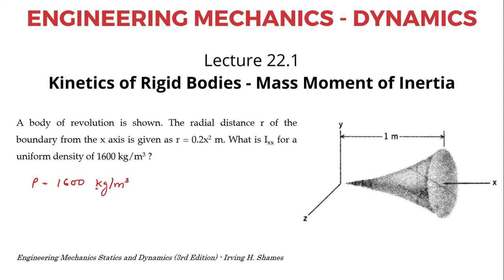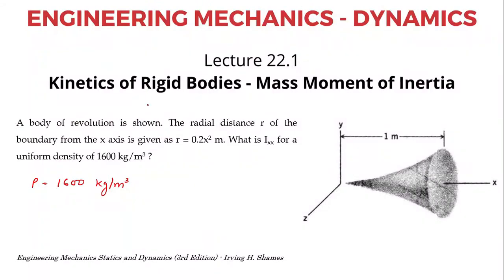In order to find Ixx, I'm finding the mass moment of inertia, that is equal to the volume integral of r squared into rho into dV. Now here r is the distance of the boundary from the x-axis. So let me show you a figure here. I'll cut a section somewhere here.